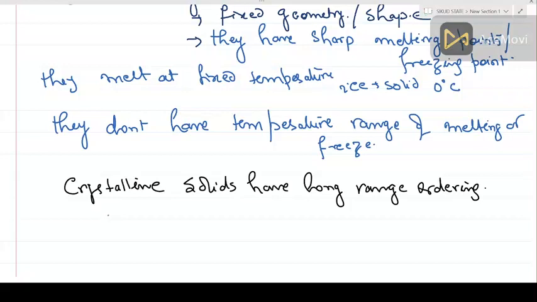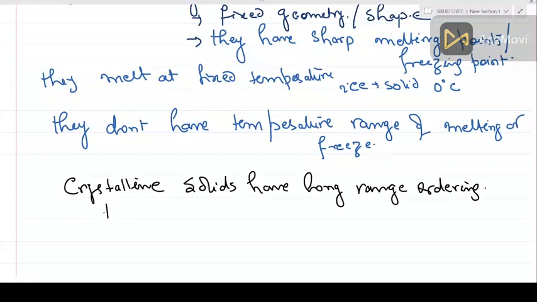Long range ordering, what does this mean? What order are we talking about here? Ordering means the arrangement of atoms. A fixed arrangement of atoms, a fixed geometry of arrangement, continues to long ranges.